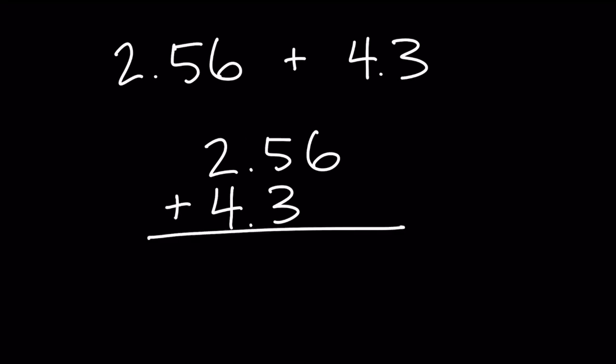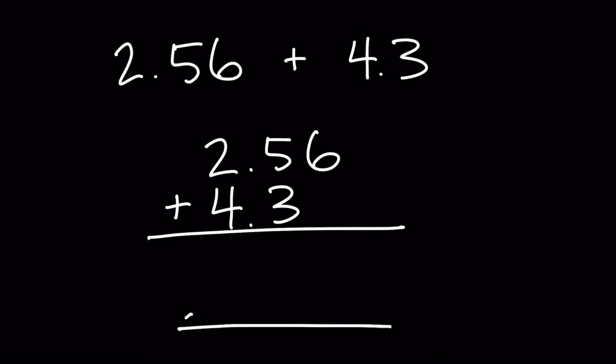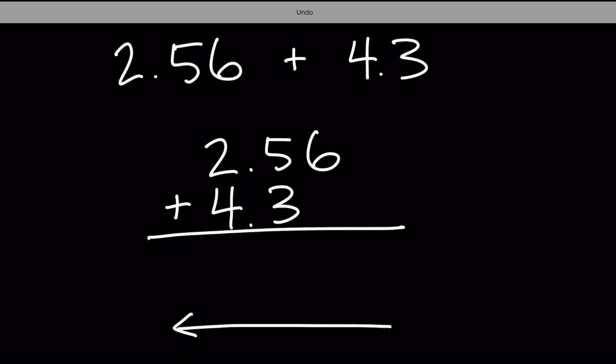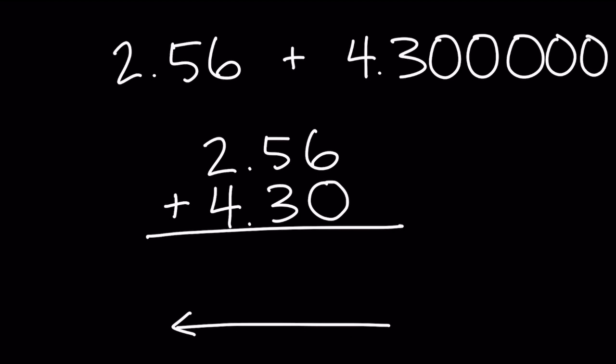Then we add each digit vertically, like normal, from right to left. If there's an empty spot, like here, after the decimal place and after any numbers that come after that decimal place, you can add a 0 to the end of the number. In essence, 4.3 is the same as 4.30, which is also the same as 4.300, or 4.3 with any number of zeros after it. Let's add each digit.